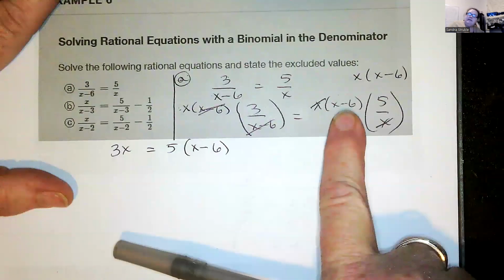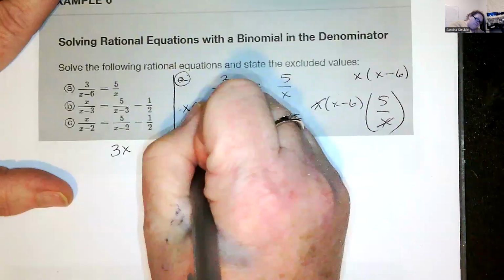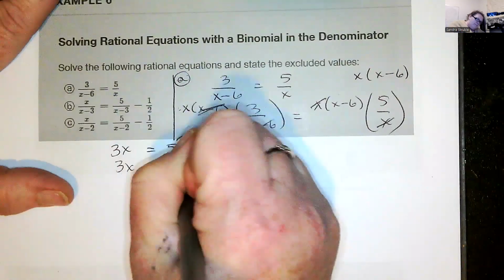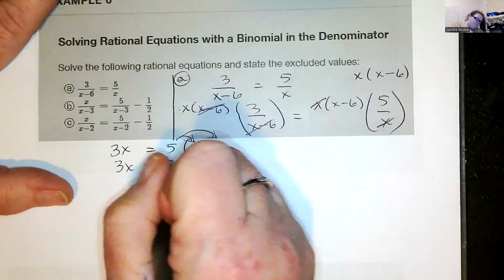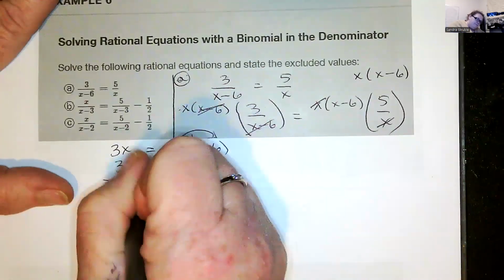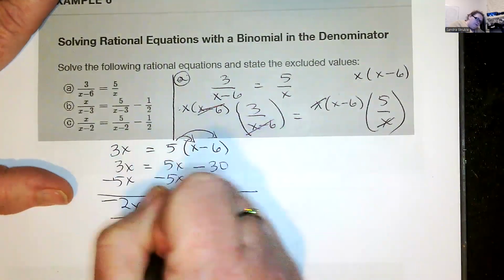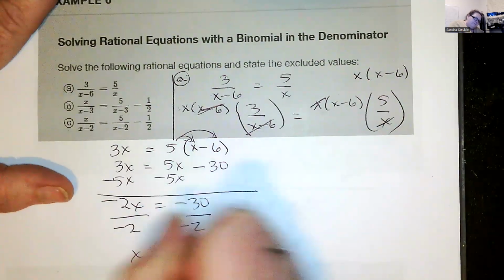5 times x minus 6. You have to distribute that 5 over the x minus 6. So we get 3x is equal to 5x minus 30. I'm going to take the 5x to the other side. I get negative 2x is equal to negative 30. Divide both sides by negative 2, and I get x is equal to 15.